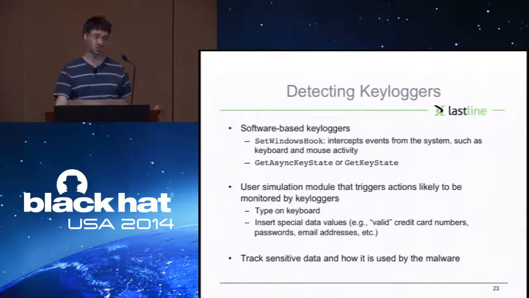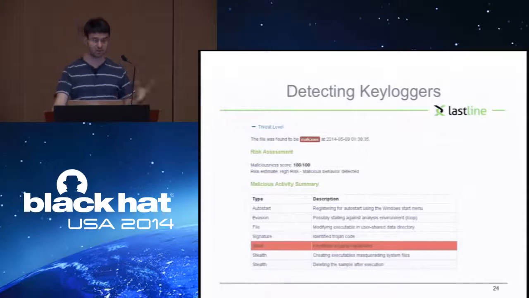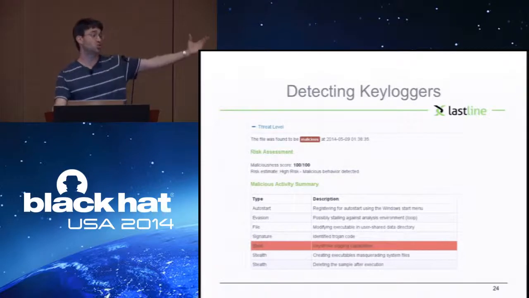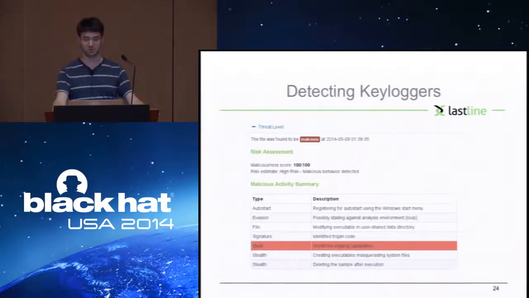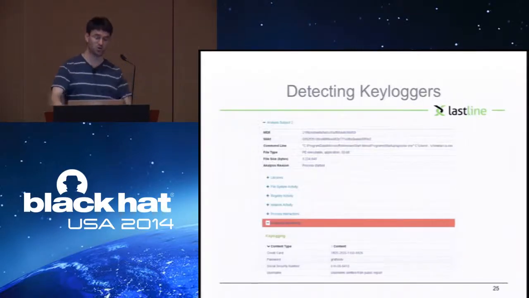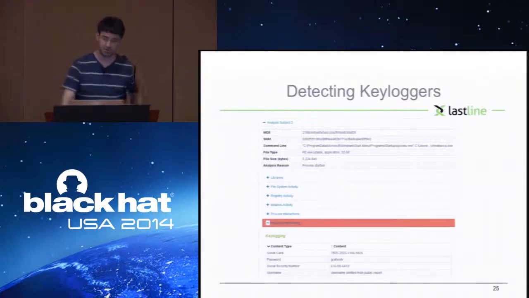And that allows us to make determinations like this, where we can say, hey, we've seen that there's some stealing activity going on. The process not only hooks keystrokes, but it takes that information and maybe sends it over the network in an encrypted form. And then we can tell you also what kind of data has been leaked.